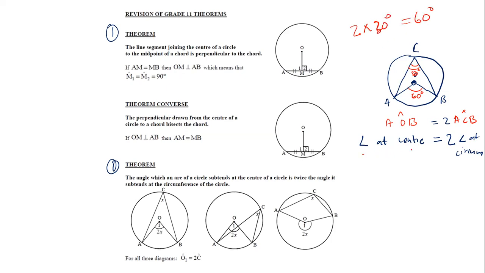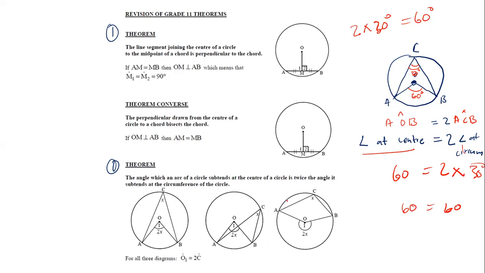So that means the angle at center, which is 60 degrees, is going to be 2 times the angle at the circumference. The angle at the circumference is 30 degrees, and therefore 60 degrees will be equal to 2 multiplied by 30. So this is what this theorem actually states. It states that the angle at center is twice the angle at the circumference.